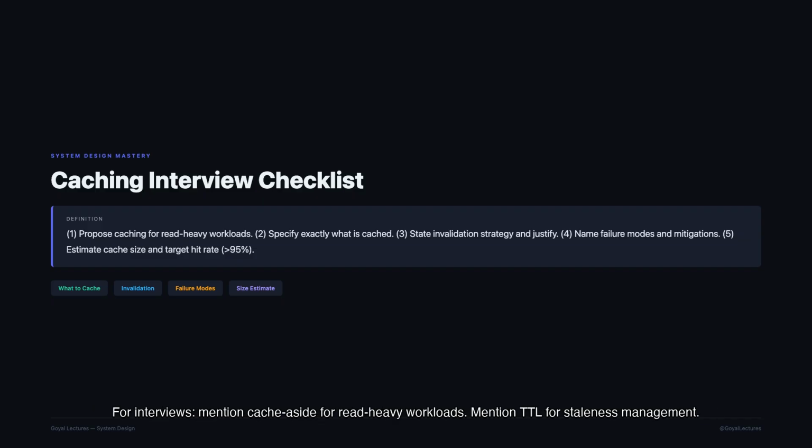For interviews, mention cache aside. For read-heavy workloads, mention TTL. For staleness management, mention the 3 failure patterns: stampede, penetration, avalanche, and their mitigations. Quote the 95% hit rate target and the 1 million operations per second Redis benchmark. That combination puts you in the top tier of candidates.